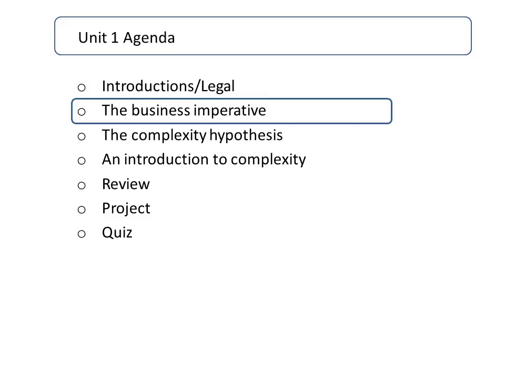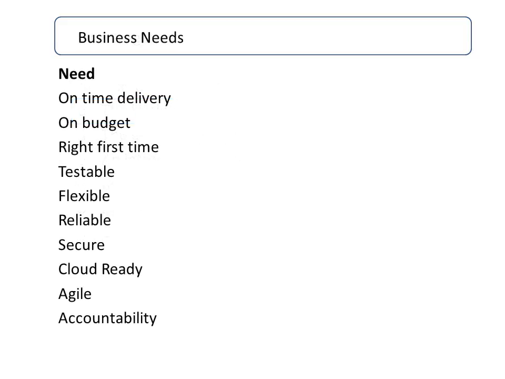Let's move into Unit 1, starting with the business imperative. Why does the business care about IT complexity? If you were to go to your business folks and ask them, what do you need from our IT systems that we're not delivering today? I think they would give you a list that would look something like the list on the left here.